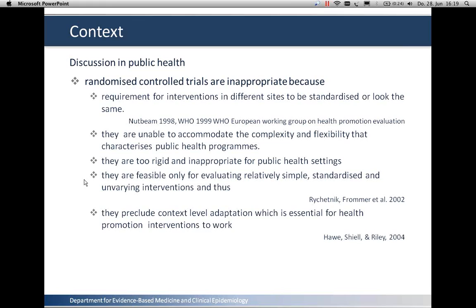And last but not least, the question of context-level adaptation. This means that the intervention is adapted to the context in which it takes place, for example in schools. Another example of a setting would be the workplace. The intervention should be adapted to the school or to the workplace. And how to evaluate this with randomized controlled trials?